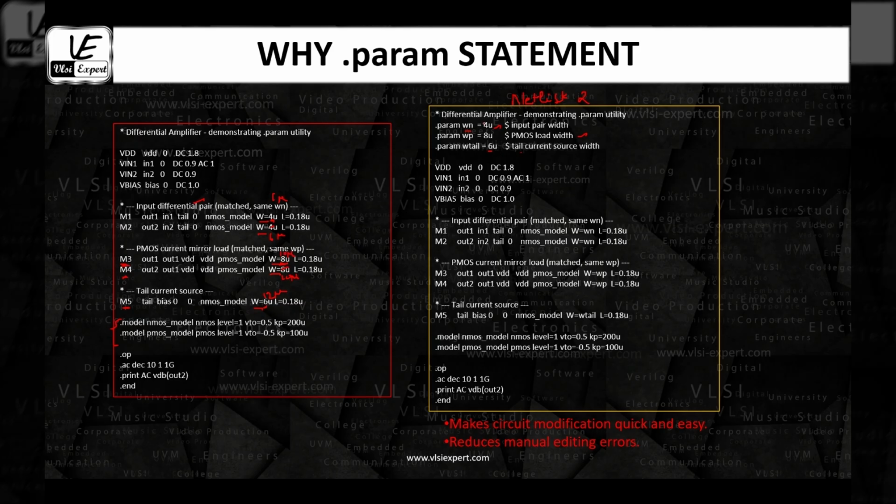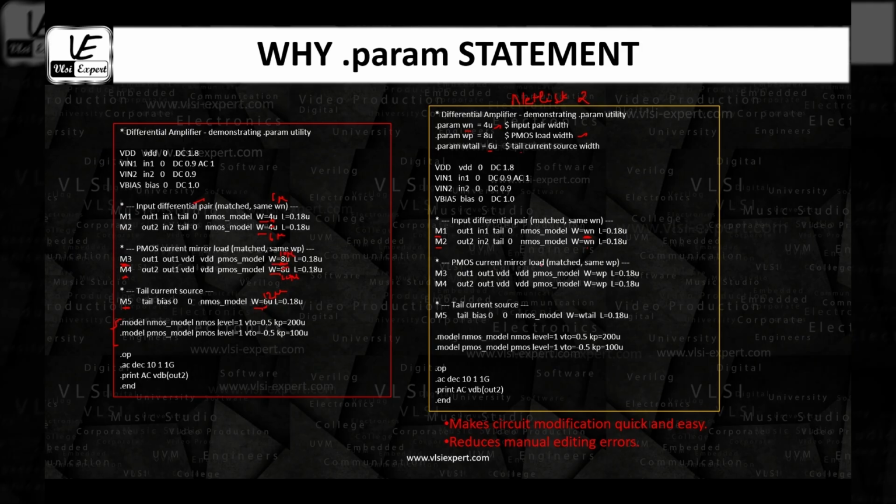You understand what the widths are for my input differential pair, for my PMOS current mirror, and for my tail current source, increasing the readability. Now, if you see here in the input differential pair, for transistors M1 and M2, he has replaced W equal to Wn. He is no more writing 4 micron. He is just giving the parameter name here, Wn.